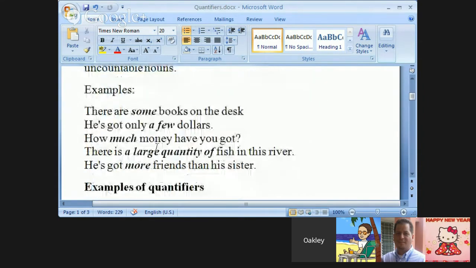Some quick examples. There are some books on the desk. He's only got a few dollars. How much money have you got? There's a large quantity of fish in this river. He's got more friends than his sister. All right, the bold italics in these sentences are quantifiers, and that's how they're used. They obviously appear after the verb, such as there are, and before the noun. There are some books. He's got only a few dollars.